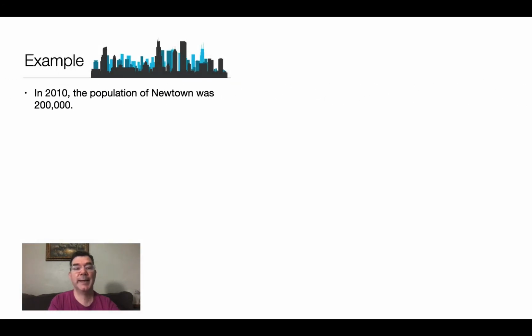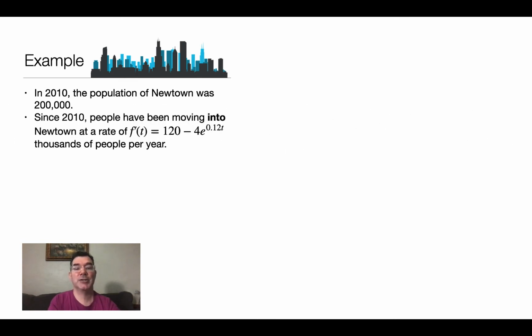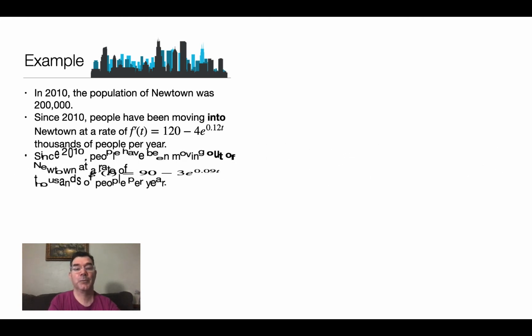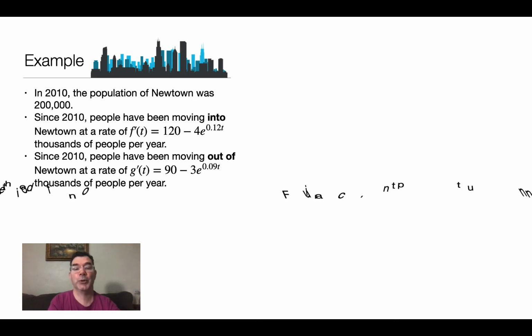All right, a second example. In 2010, the population of Newtown was 200,000. Since 2010, people have been moving into Newtown at a rate of f prime equals 120 minus 4e to the 0.12t, and that's in thousands of people per year. Since 2010, people have been moving out of Newtown at the rate of g prime equals 90 minus 3 times e to the 0.09t, thousands of people per year.